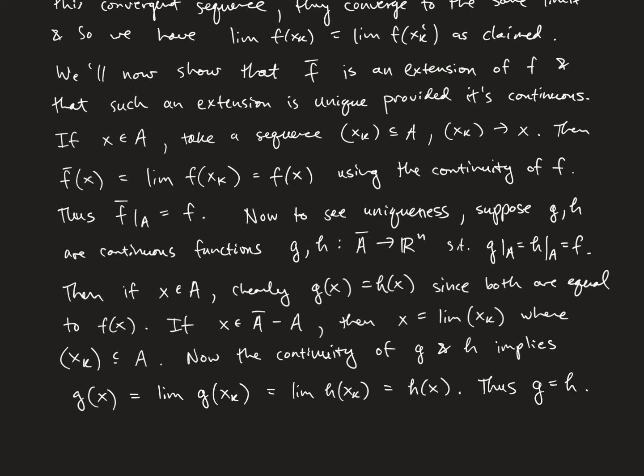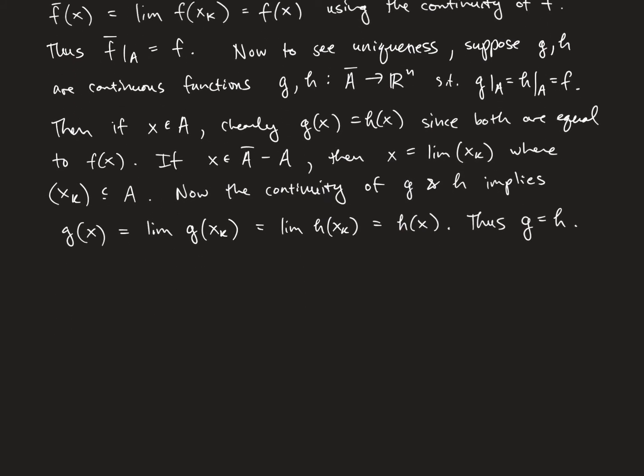Okay, so any two apparently different continuous extensions of our function f are in fact equal. Okay, so there can be only one. So the only remaining point is to see that f bar is continuous.